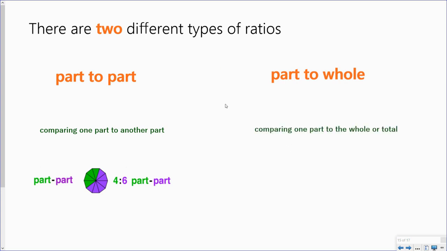The other type of ratio is a part to whole. And a part to whole is comparing one part to the whole or the total. So, like we said in the previous problem, I was comparing the number of rye bread loaves to the total amount of loaves that I had altogether. Again, a picture would be like this part to whole. I have 4 green triangles, which is my part, because it only makes up a little part of the whole picture. But I have 10 total triangles because when I divide that up into triangles, I get 10 of them. So that would be my whole amount.